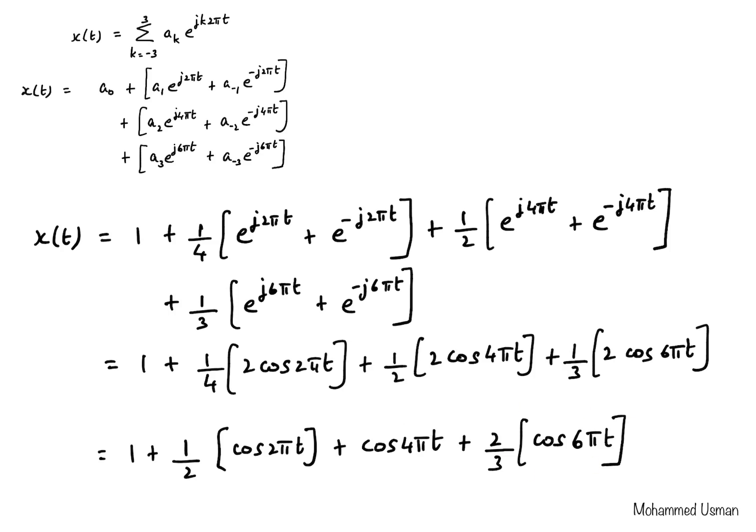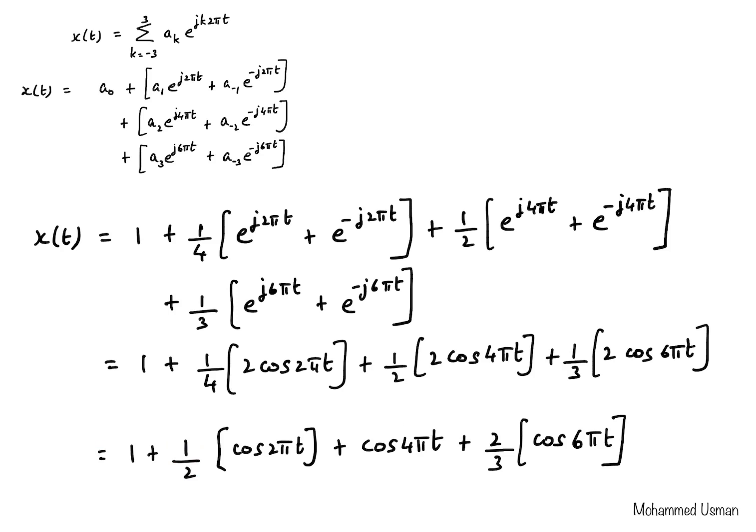Now each of these frequency components has a different amplitude. So the 2 pi frequency term has an amplitude of half, the 4 pi frequency term has an amplitude of 1, and the 6 pi frequency term has an amplitude of 2 by 3. So the idea that we are developing is basically to split the signal into its individual frequency terms, and also to identify what is the amplitude of each of those frequency terms.